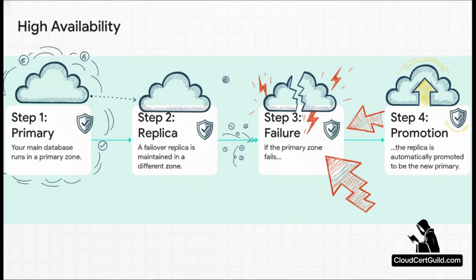So what happens if something goes wrong? Well, that's where a killer feature called high availability comes in. Here's how it works. You've got your main database running in one location, we call it a zone. But secretly, in a totally different zone, Cloud SQL is keeping a perfect up-to-the-second clone of it. We call that a standby replica. If disaster strikes and that first zone goes down, boom, the replica instantly and automatically takes over. It's an incredible safety net that keeps your app up and running.